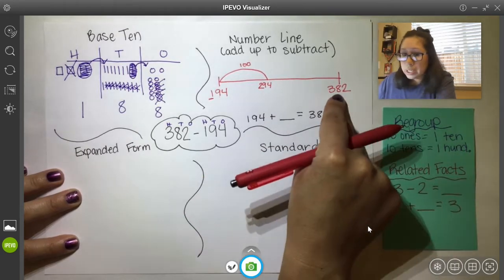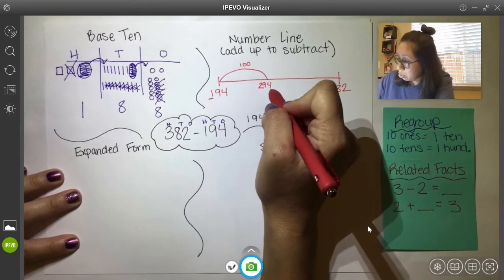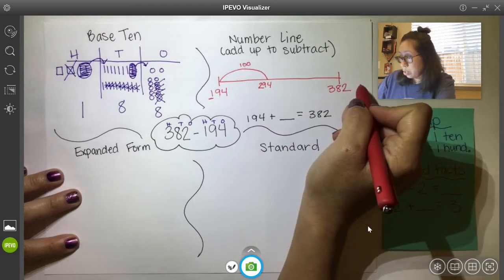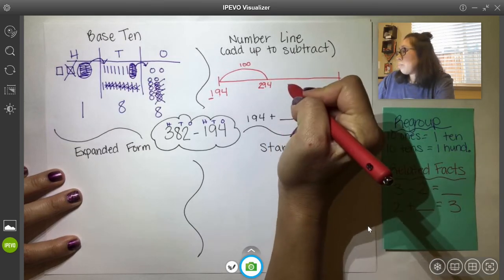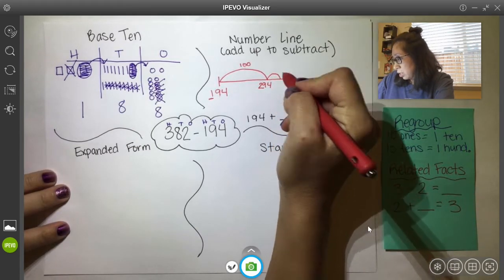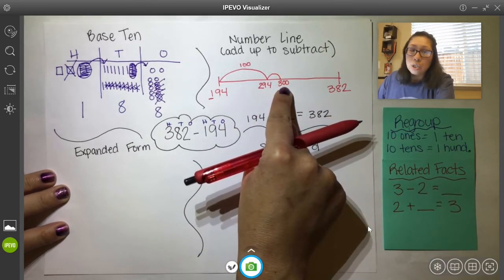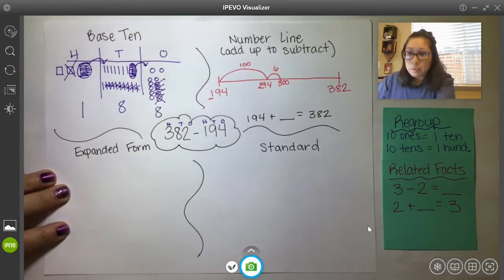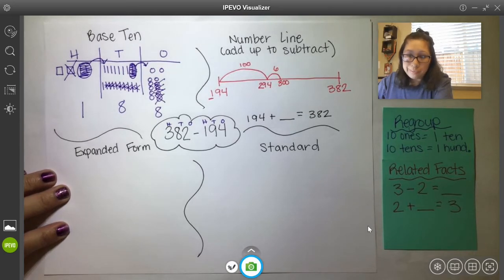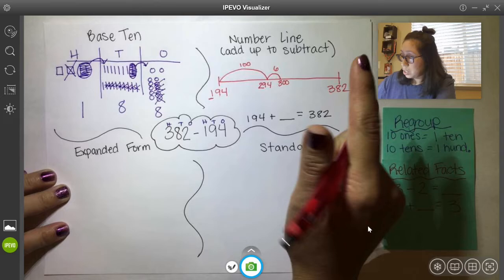All right, I still need to get to that 382. Well, I can't add another 100 because 294 plus 100 will be 394, and that's way too many jumps. So I'm going to go up to my next easiest number, which is a small little jump to 300. How many jumps did it take to get from 294 to 300? It's only 6 little jumps. So I'm going to write a 6 up there because it's 6 little jumps to get to 300. Now that I'm at 300, I can easily figure out how many jumps it takes to get from 300 to 382.